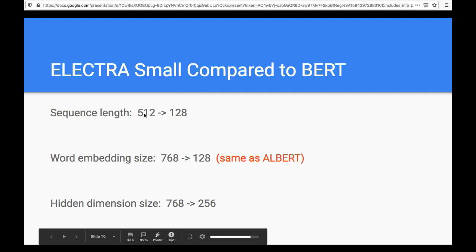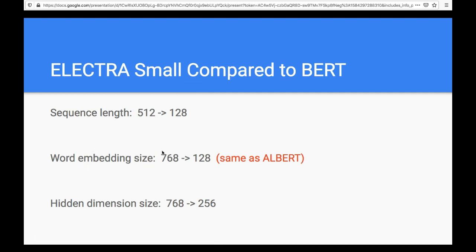Basically, they reduce the sequence length from the original 512, which is the standard sequence length for any size of BERT, to 128. The word embedding size is also reduced from 768 to 100-something, and the hidden layer dimension size is also reduced from 768 to 256. Interestingly, the word embedding dimension size is basically the same as ALBERT, which is another optimized BERT.